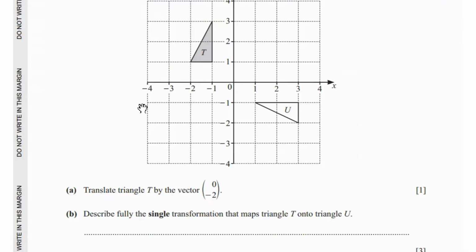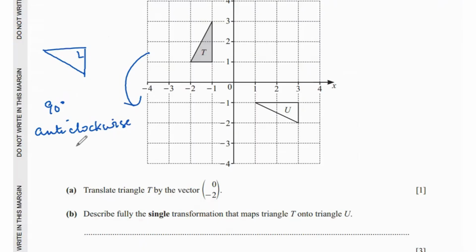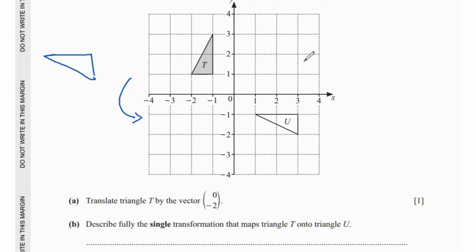Based on this, the direction of the rotation is 90 degrees anti-clockwise because we're going from T to U, so it's in this direction. When we rotate it 90 degrees anti-clockwise, the direction of the shape is going to be this. So we know one thing, it's 90 degrees anti-clockwise. We have the degrees, we have the direction. Now to figure out the center of rotation. For the center of rotation, it's going to be in the first quadrant because it can't be over here, here, or here. So let's say over here we pick 0, 3.